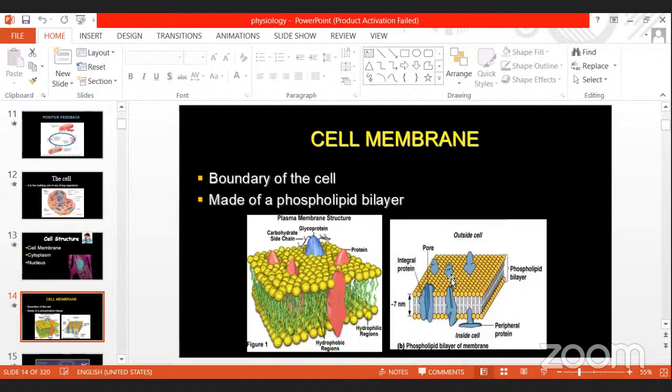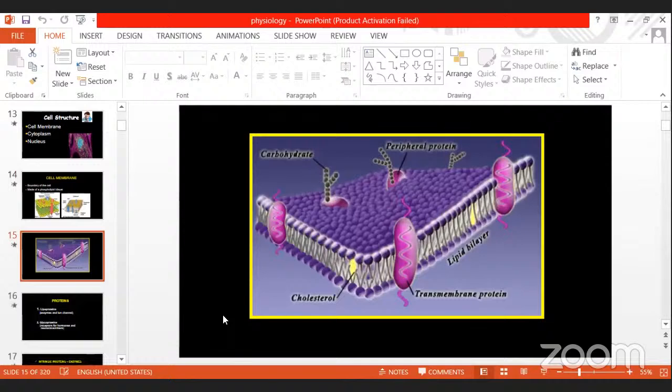These are the two protein molecules present in the cell membrane, integral protein and peripheral protein. And there are carbohydrate moieties, cholesterol and protein, all those things will be present. You can see it in detail.